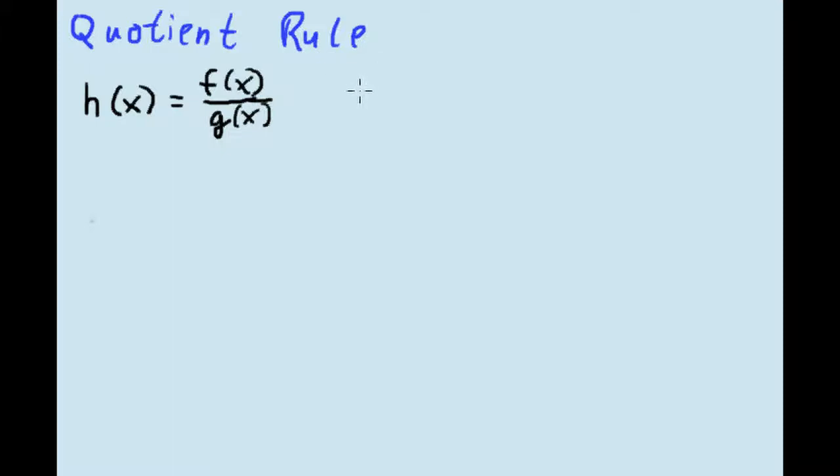Later on we will see that the quotient rule really is the product rule in disguise, due to the fact that every quotient, every fraction, can be written as a product. So how do we see that? This is simply f of x times g of x raised to the power of minus 1. So there's a product, so we could apply the product rule.